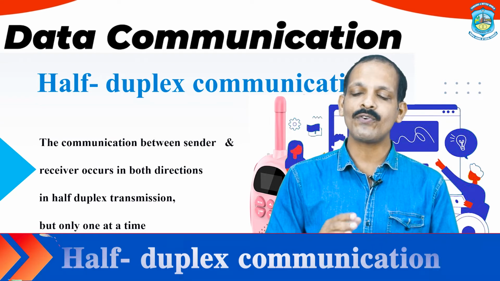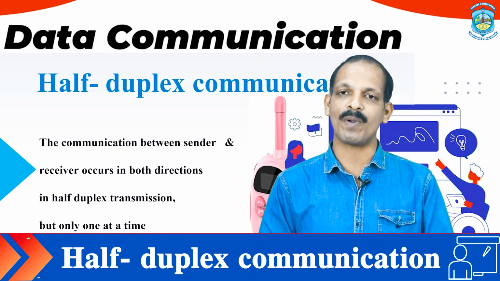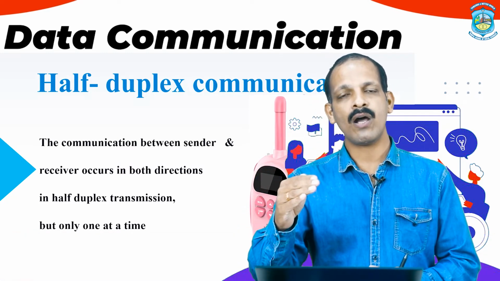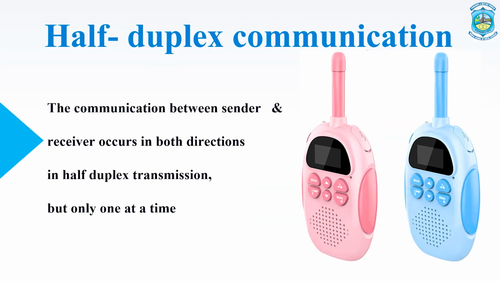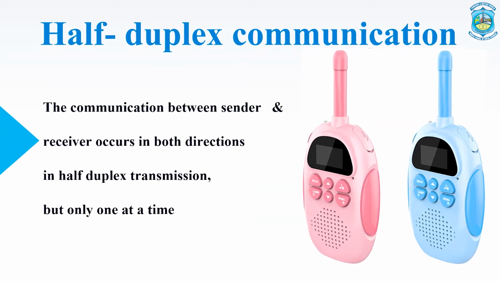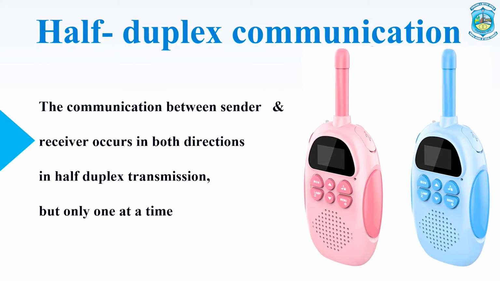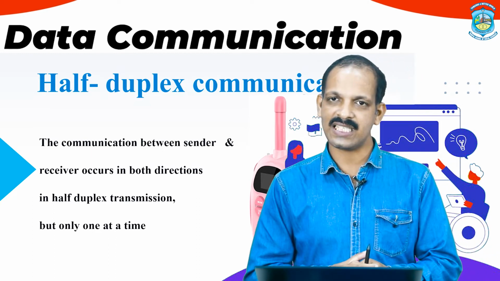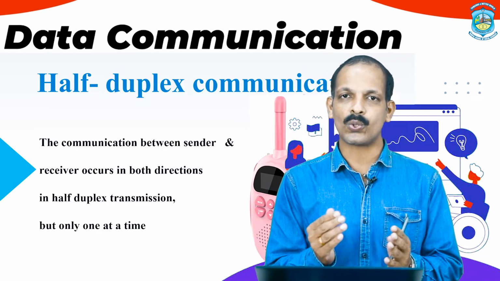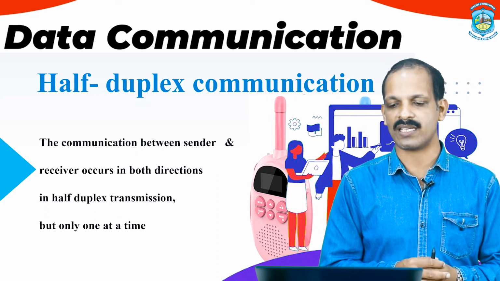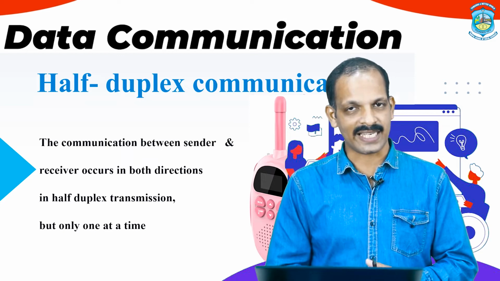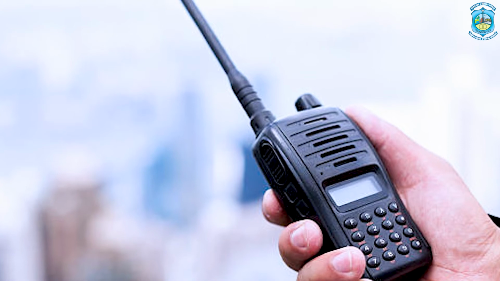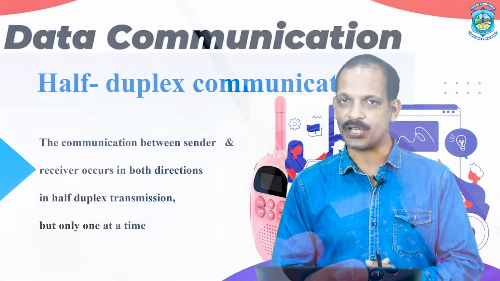Next is half duplex communication. This is the second method. In this, the sender can send data and also receive data, but can perform only one task at a time. If it wants to send data, it can send it, or else it can go to the listening or receiving mode and receive data. It can do any one task at a time. A walkie-talkie is a real-time example of half duplex communication.